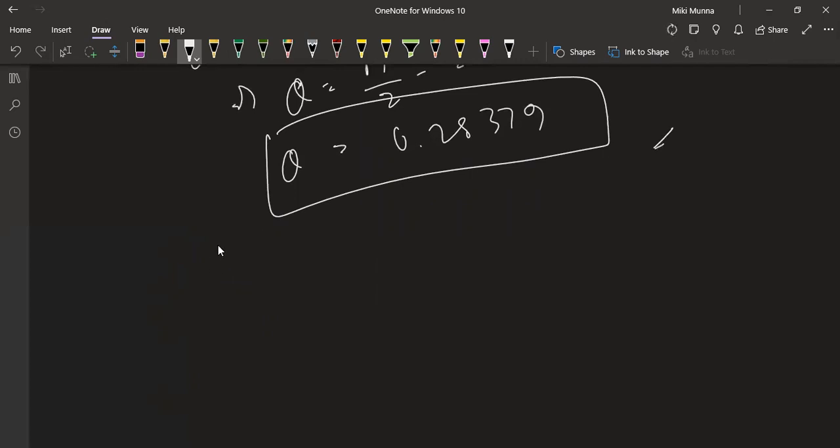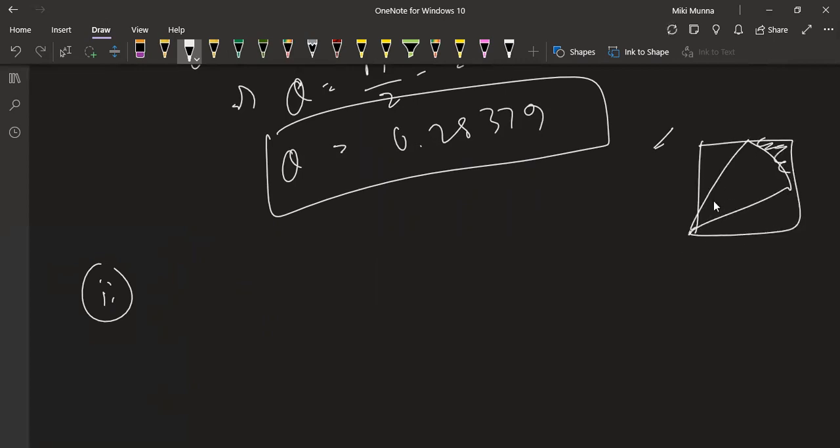Now we need to go to the next question. Let me see the question again. They're asking us to find the area of the shaded region. So the shaded region was which part? This topmost part. So we need to find the area of the total square minus this area. Now this area contains which parts? Sector area and triangular areas. The triangle area can be found with half AB sine alpha.